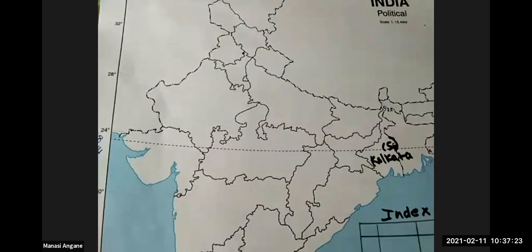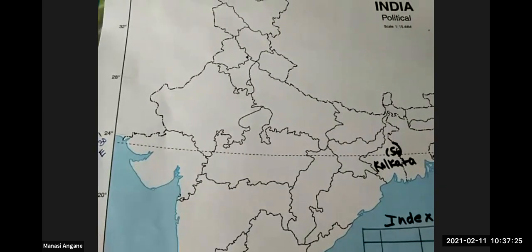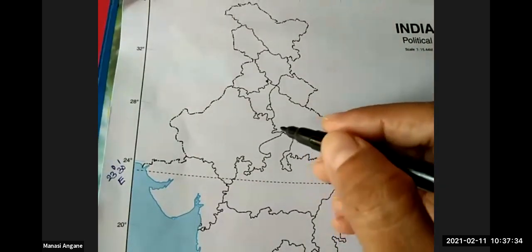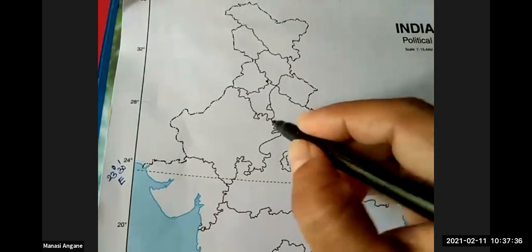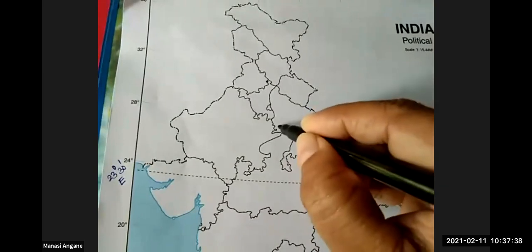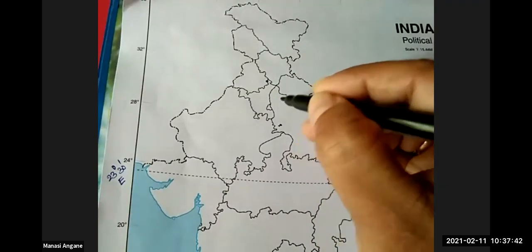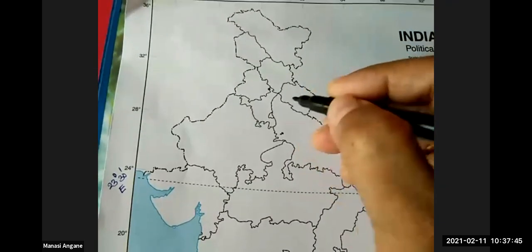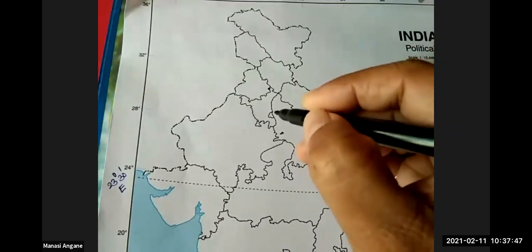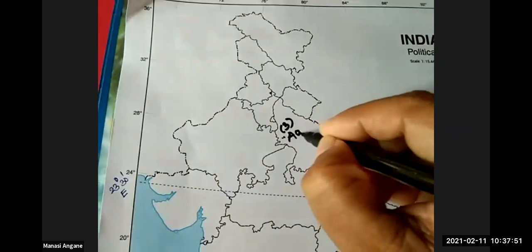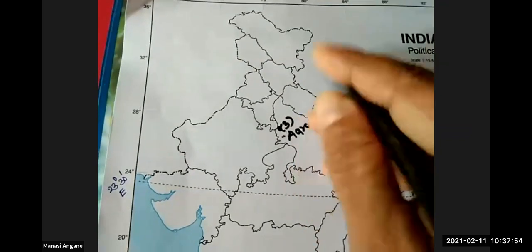So after Kolkata, what is asked of us? Agra. Now Agra is near Delhi. Now we have to come to the central part of India. This is the central part of India. Okay, here is your Agra. Now, Agra was the third question.